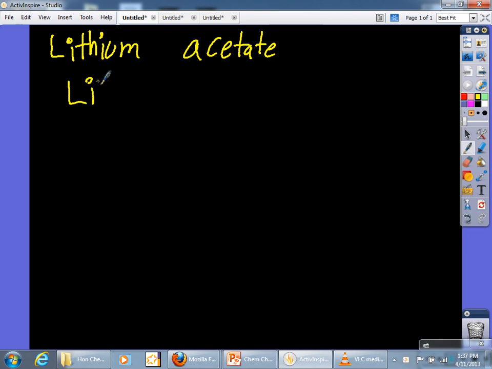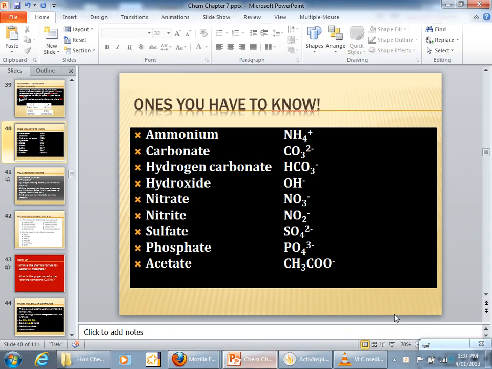Okay. Lithium charge is plus. Acetate is CH3COO. The way you know what acetate is, you memorize the chart, not mesmerize. You're not going to hypnotize them. You memorize this chart. If you memorize this chart, then you'll know that acetate represents CH3COO minus. Okay?